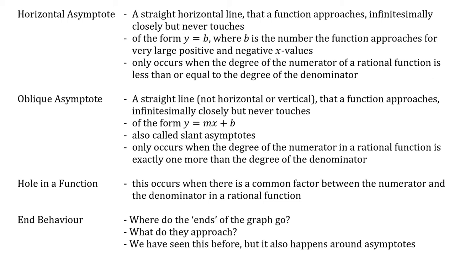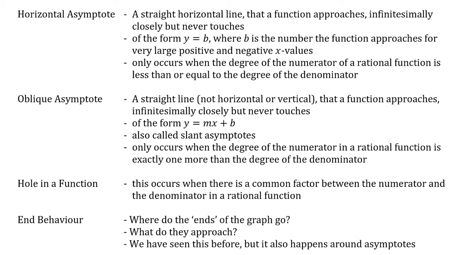And slant asymptotes, the oblique asymptotes that we do, will only occur when the degree of the numerator in the rational function is exactly one more than the degree of the denominator. So if you have degree 3 over degree 2, you have an oblique asymptote. Okay? And so that's why you have to know you either have oblique or you have horizontal. So you need to know how to determine which one it is. And eventually you will, once we've kind of looked at all of it.